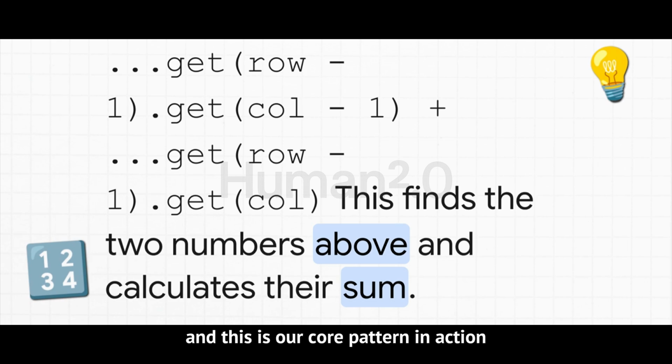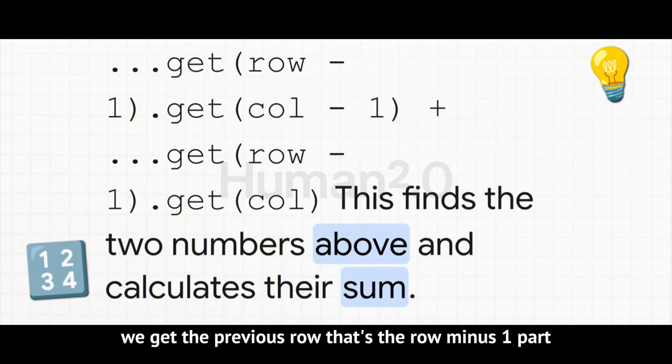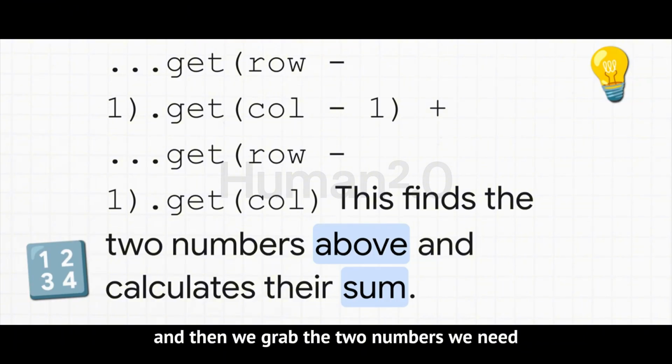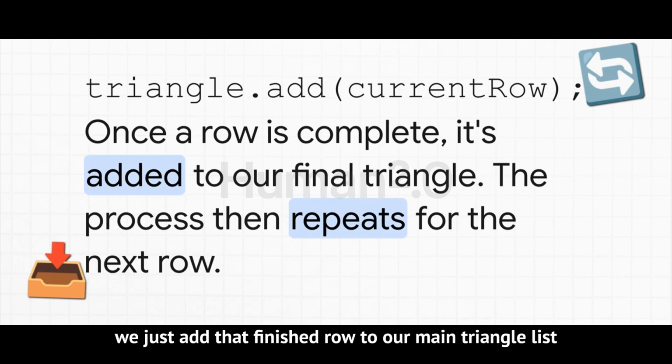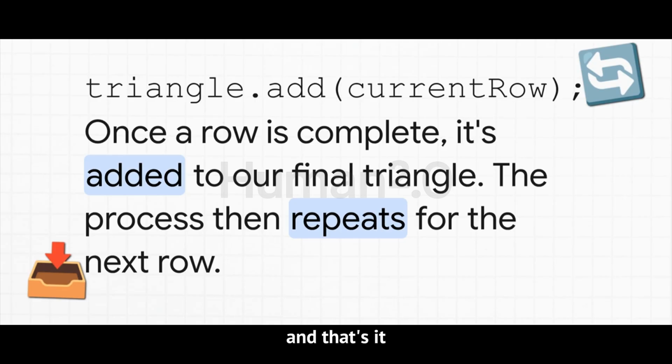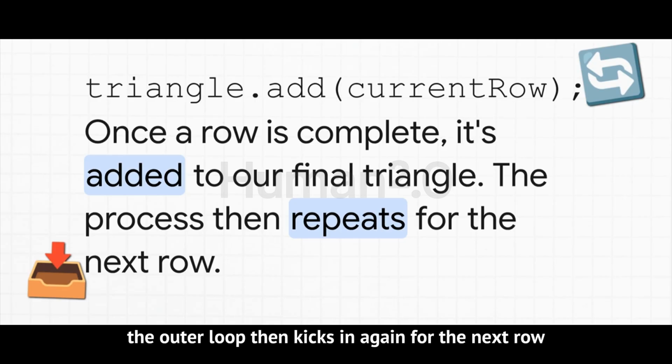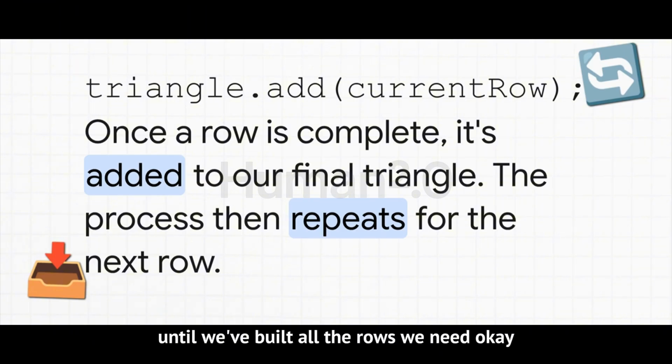And this is our core pattern in action. We just reach into our main triangle list, we get the previous row, that's the row minus 1 part, and then we grab the 2 numbers we need, add them up, and that sum becomes our new number. Finally, once that inner loop has finished building the entire current row, we just add that finished row to our main triangle list. And that's it. The outer loop then kicks in again for the next row, and we repeat the whole process until we've built all the rows we need.